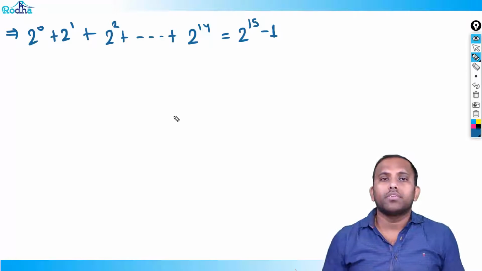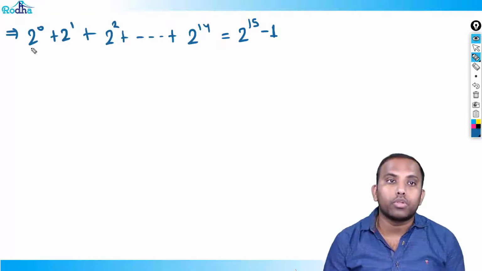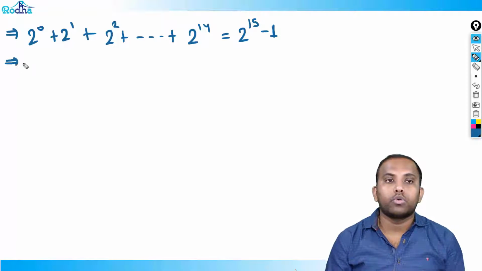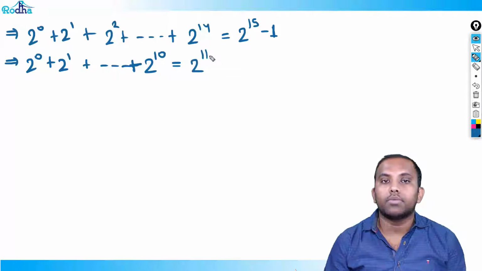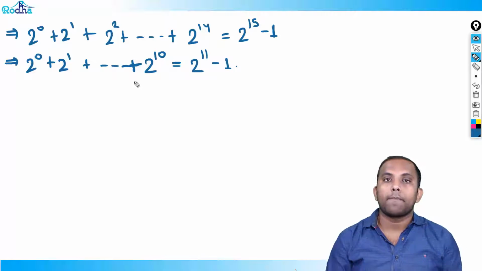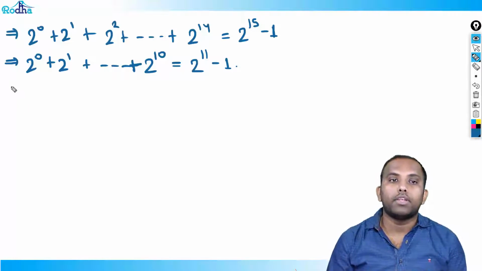Just remember it. It is only for 2, and it is only when it is starting from 2 raised to 0. So suppose 2 raised to 0 plus 2 raised to 1 plus 2 raised to, till 2 raised to 10. What is the summation? 10 is the last term here, so 2 raised to 11. Write the next term here and then subtract 1. So minus 1.